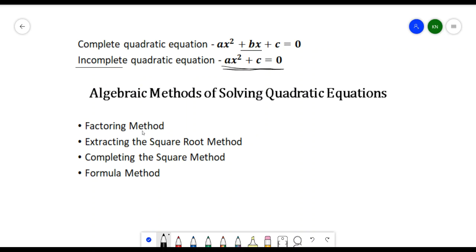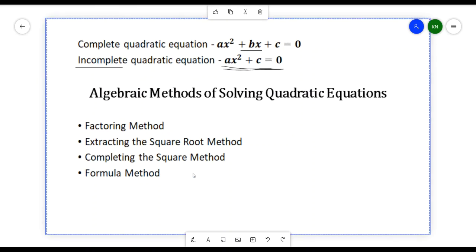There are four algebraic methods in solving quadratic equations. We have the factoring method, the extracting the square root method, the completing the square method, as well as the formula method. For this video, we will be discussing each of these methods and trying to solve quadratic equations under these methods.